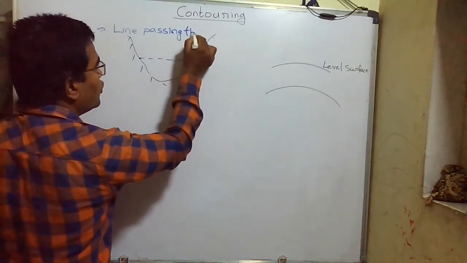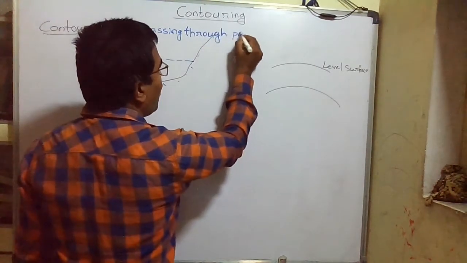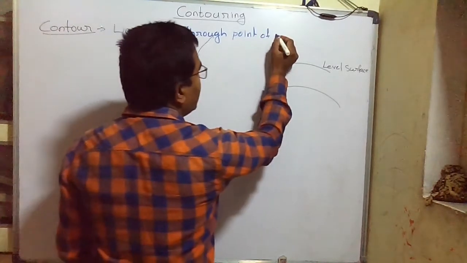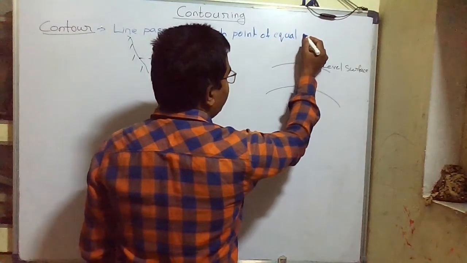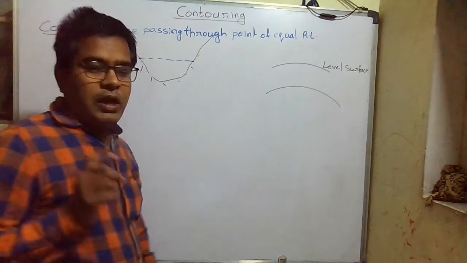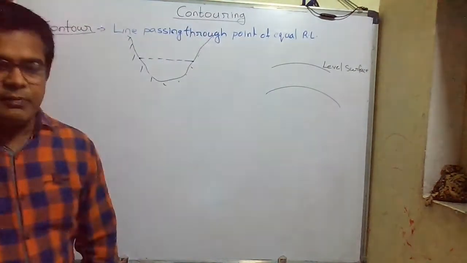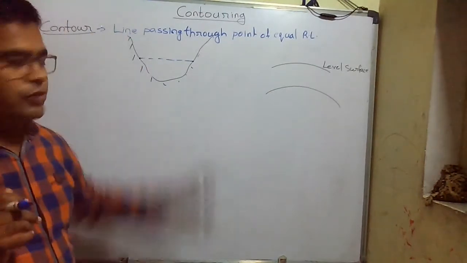It is a line passing through points of equal RL, or the same RL. Means every point on a contour line represents the same RL. What is the contour line? A line passing through the points of the same RL.